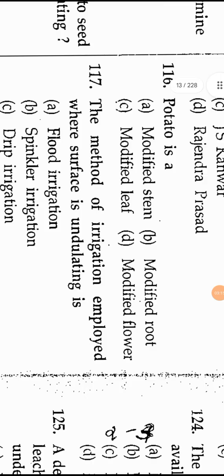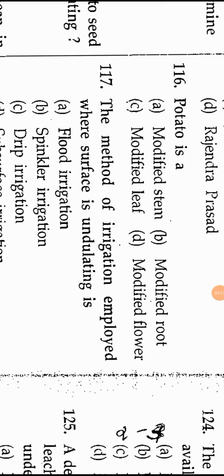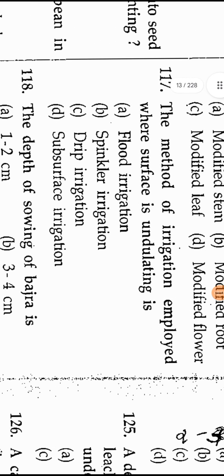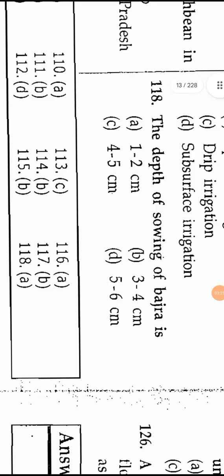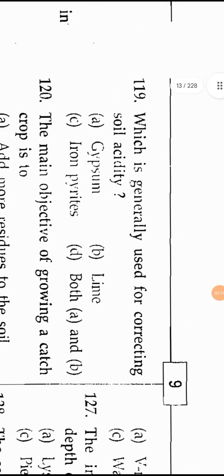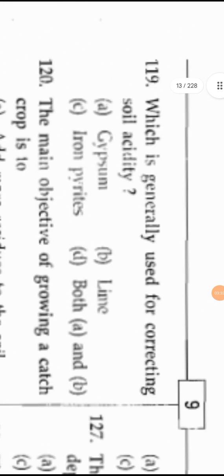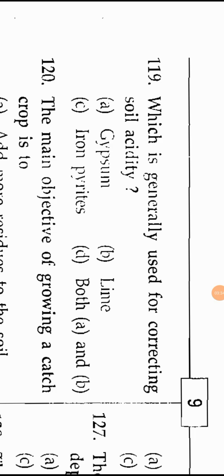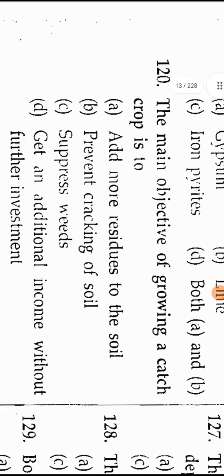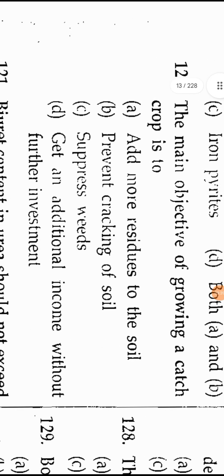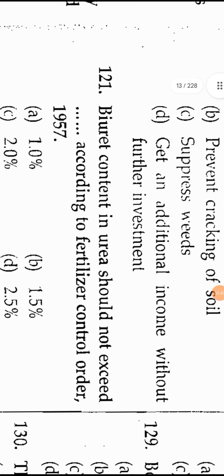Potato is a modified stem. The method of irrigation employed where the surface is undulating is sprinkler irrigation. The depth of sowing of bajra is 1 to 2 centimeter. Which is generally used for correcting the soil acidity? It's lime. The main objective of growing a catch crop is to get an additional income without further investment.